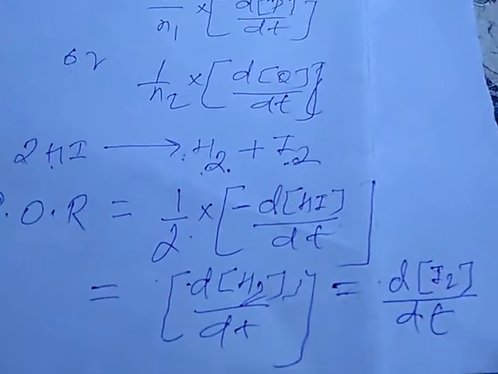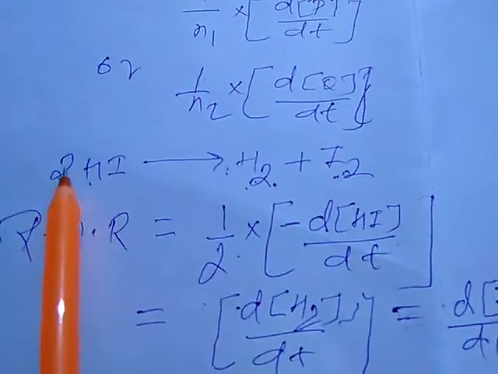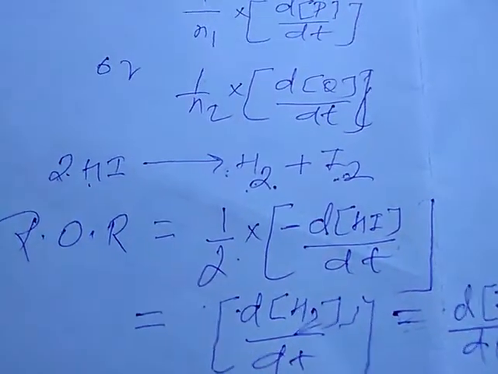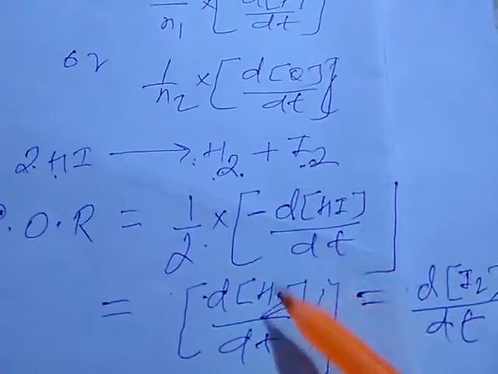In the same manner, we can calculate the rate of reaction using the stoichiometry of the chemical equation for any chemical reaction. In the same way, we can give the expression for the rate of reaction. Now moving towards the next topic, that is called order of reaction.